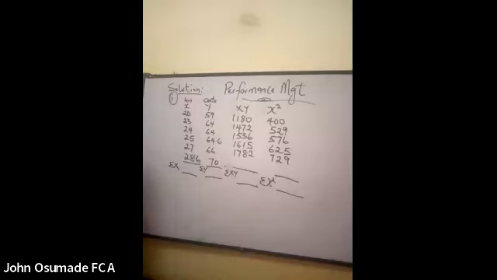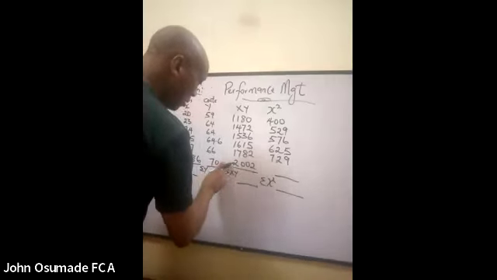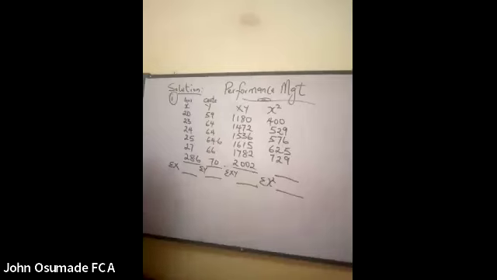The last but not the least, 28.6 times 70, 2002. Then 28.6 squared.